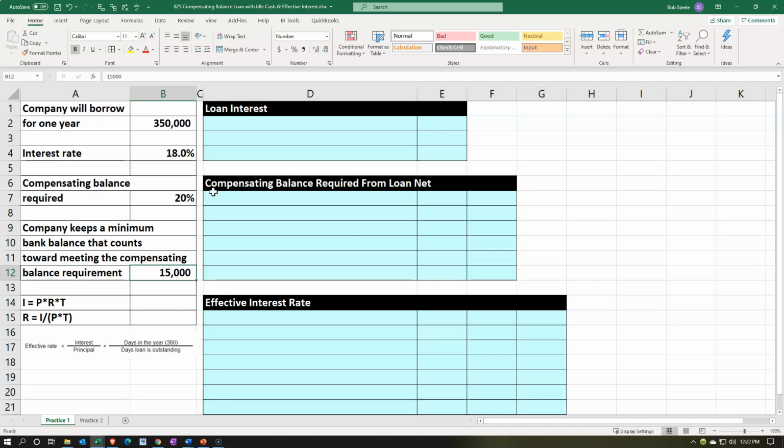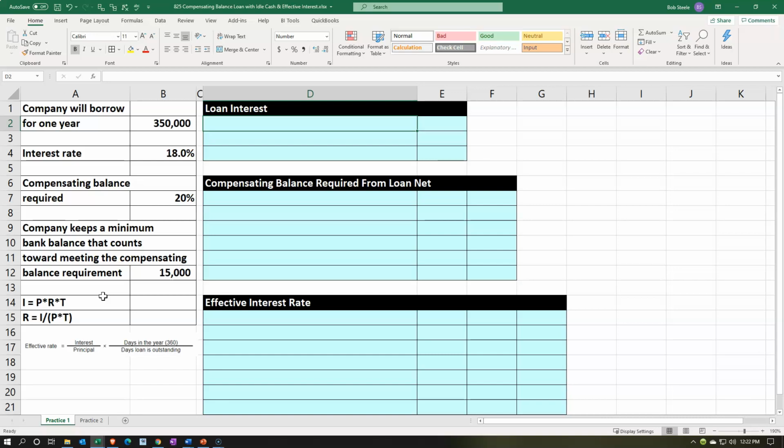So then we've got to think, if I take a loan out for $350,000, how much of it do I basically get to use? And then what's the effective interest rate on it? We could say this is going to be a one-year loan. So when we think about our calculations of interest, we've got P times R times T.